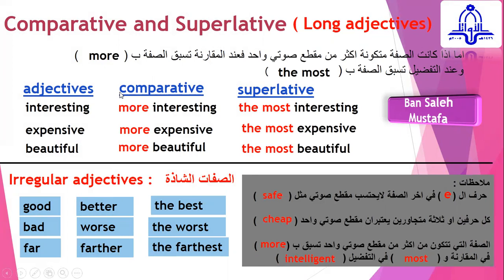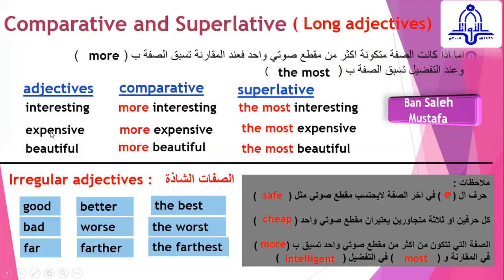هذه صفات. If I want to make comparative, let me just count how many vowel letters in this adjective. Interesting, we have I, E, E, I. 4 vowel letters. So 4 syllable sounds. إذا عندي 4 مقاطع صوتية. فإذا هذه لا ممكن إضافة ER إلى نهايتها وإنما تسبق ب more في comparative and the most في superlative. More interesting أكثر متعة. The most interesting الأكثر متعة.